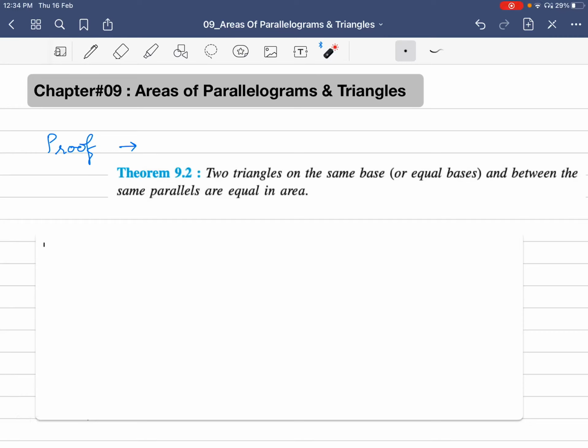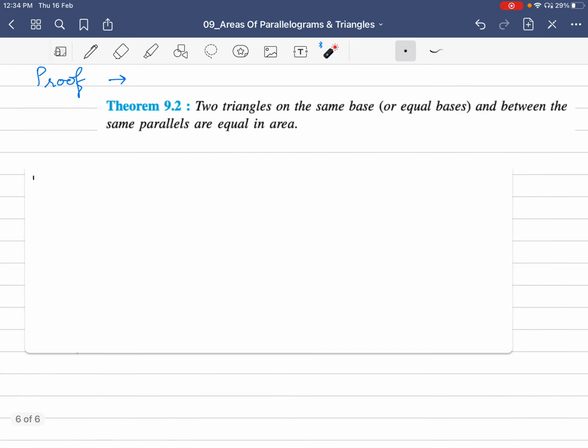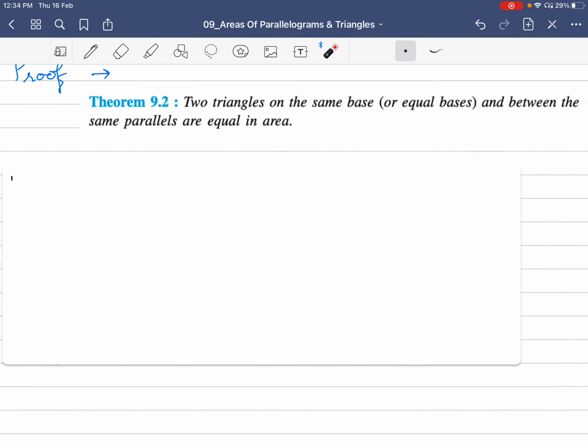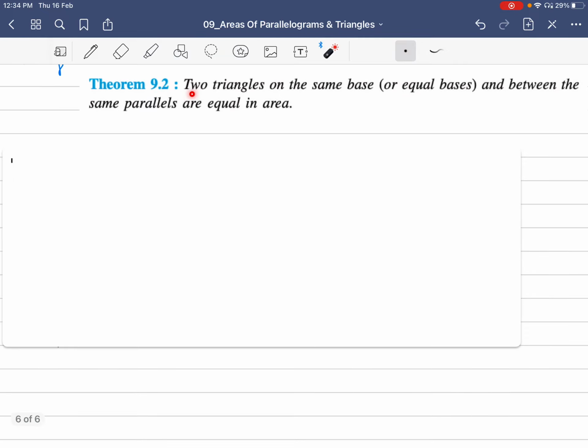So in this video, we're going to see chapter number 9, areas of parallelograms and triangles. We're going to see an important proof in this video. So let's see what the proof reads. First, let's read the statement. Two triangles on the same base or equal bases and between the same parallels are equal in area.